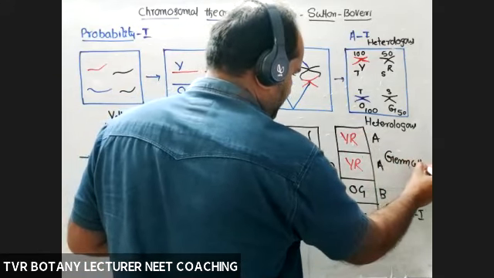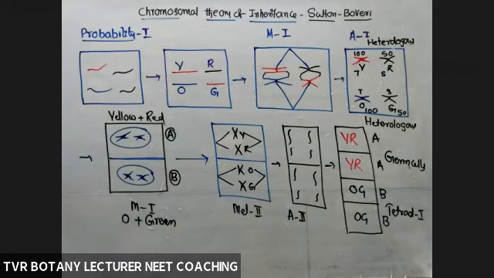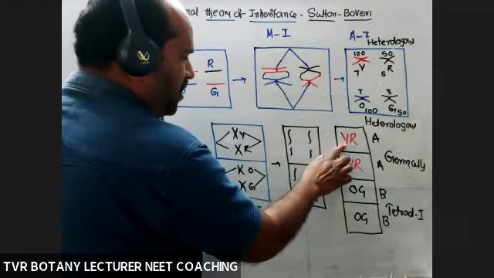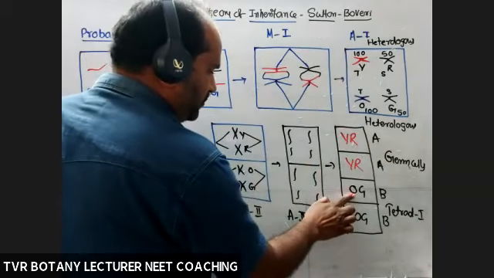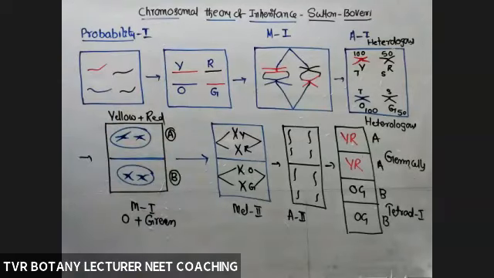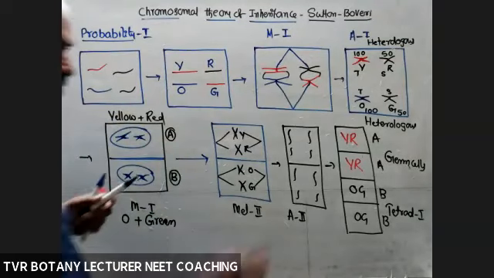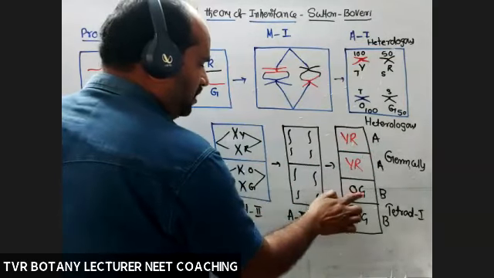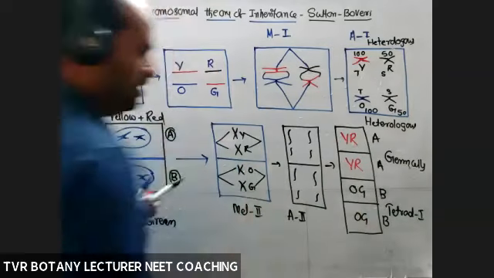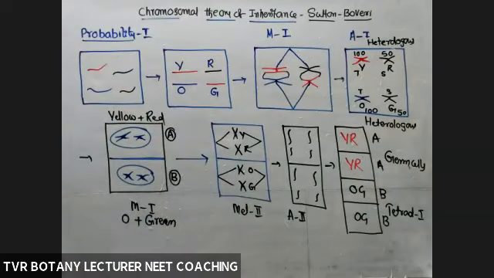So what about the conclusion here? Yellow chromosome segregated with red chromosome, and orange chromosome segregated with green chromosome. So tall, short, tall, short. Now each cell in its nucleus has heterologous chromosomes. So that is about probability 1. Next, the second probability.